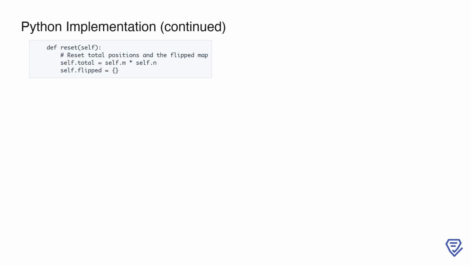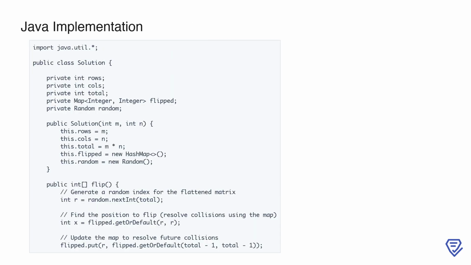By resetting these variables, we ensure that the matrix behaves as if no flips have occurred, effectively starting over with a clean slate. Here, we start by defining the structure of our solution class. The class uses several instance variables to manage the state of the matrix.